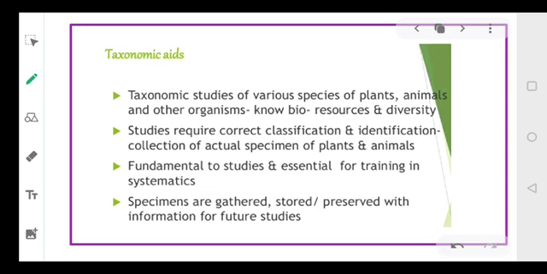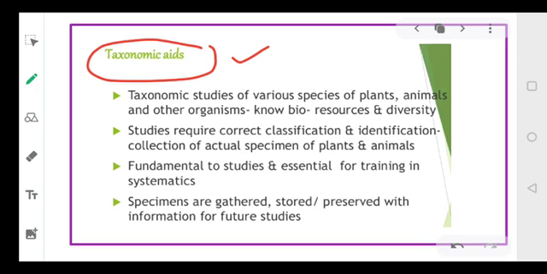Now, coming to the taxonomic aids. What do you mean by the taxonomic aids? Aids means help. What are the various tools that help in the classification? What are the various tools which we use that will help in the classification of plants and animals? Those are referred to as taxonomic aids, right, everyone?